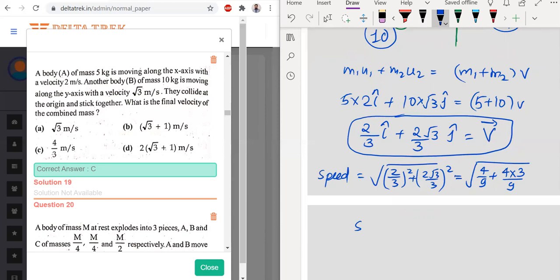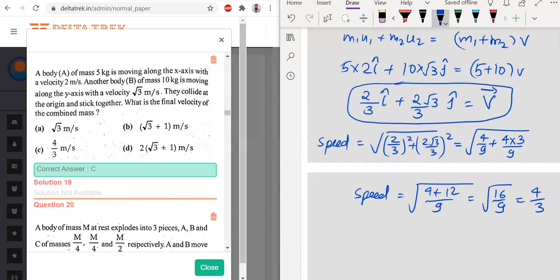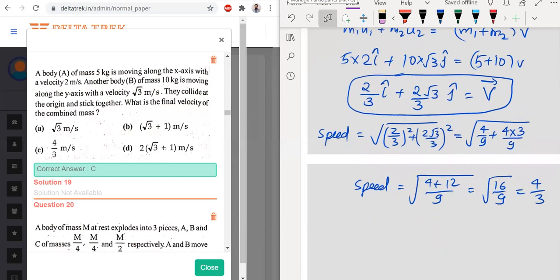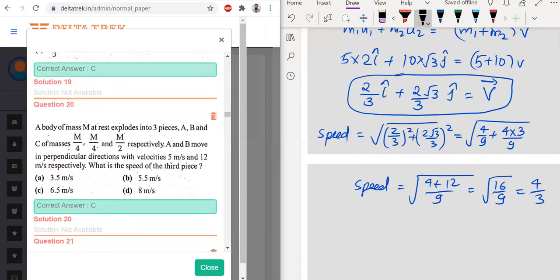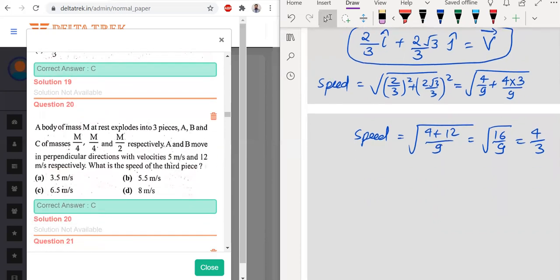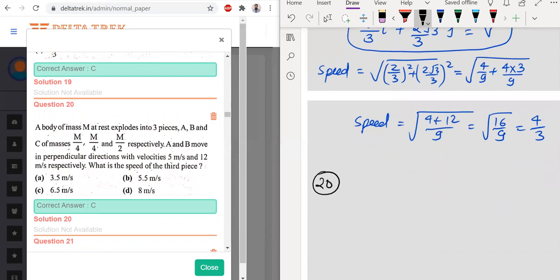The answer will be, 9 base is the same, I can directly write 4 plus how much is 4 into 3, 12, so it is 12 plus 4, that is 16/9. So root of 16 is 4 and root of 9 is 3, so the answer will be 4/3. So option C is the correct one. Option C is correct. So we had to be a little careful while using all the directions.